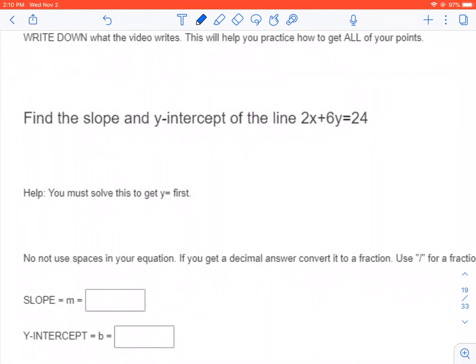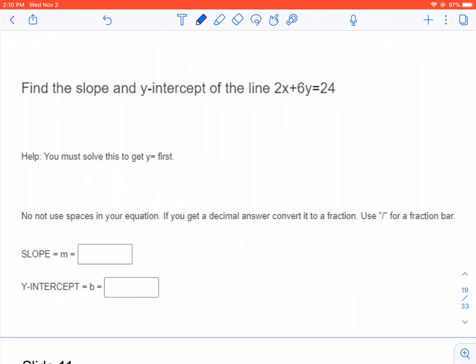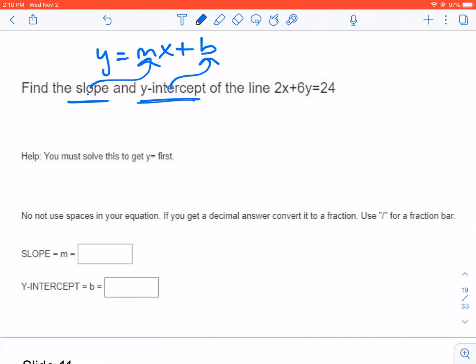Slide 10, we are still watching and listening, and we're going to solve this question. Find the slope and the y-intercept of this line. This line is not in slope-intercept form. Slope-intercept form is y equals mx plus b, so that you can see your slope and you can see your y-intercept. So what we need to do is we need to get y equals.